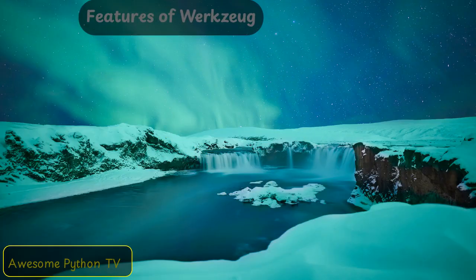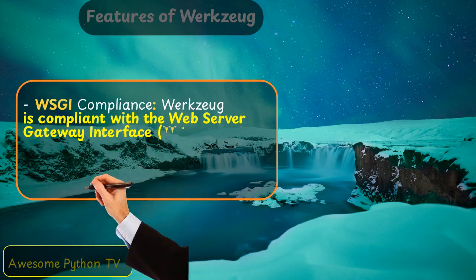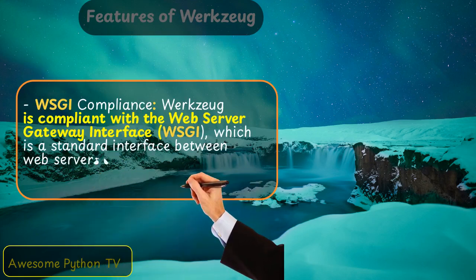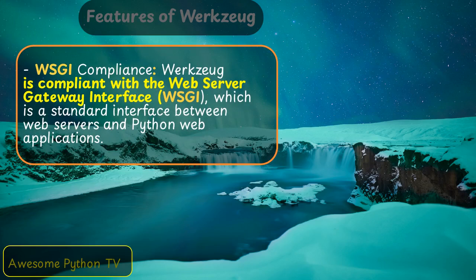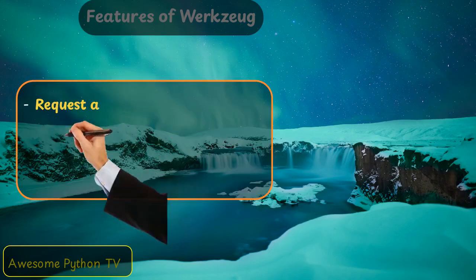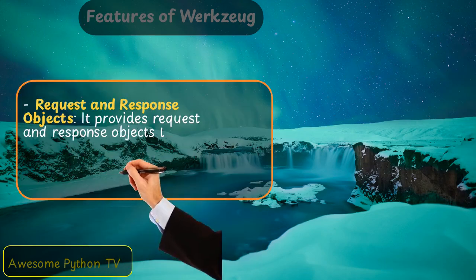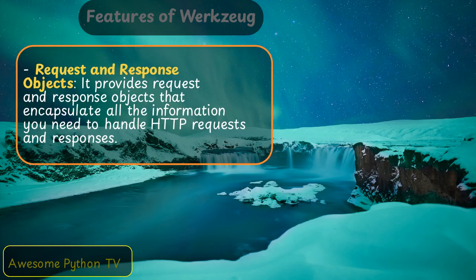Features of Werkzeug. WSGI compliance. Werkzeug is compliant with the Web Server Gateway Interface, WSGI, which is a standard interface between web servers and Python web applications. Request and response objects. It provides request and response objects that encapsulate all the information you need to handle HTTP requests and responses.